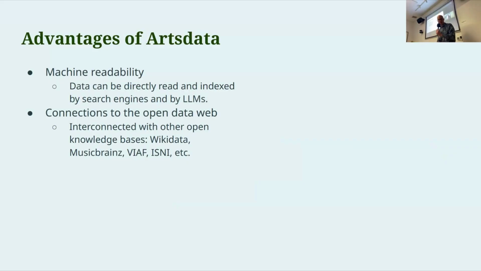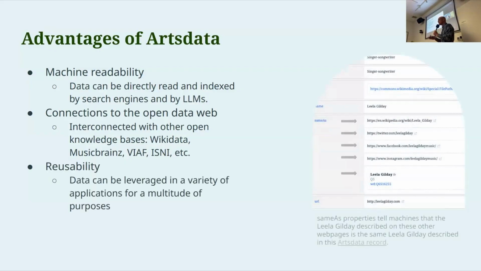They're interconnected. And reusability. So any data in Artsdata can be freely copied, downloaded, edited, and reused by anyone. In economics, we say of data that it is a non-rival commodity. So you can have your cake, eat it, and let your friends have it too. And it's still going to be there for other friends to have.